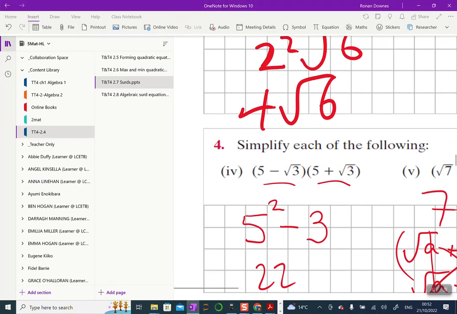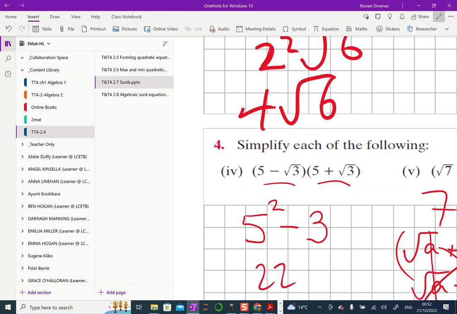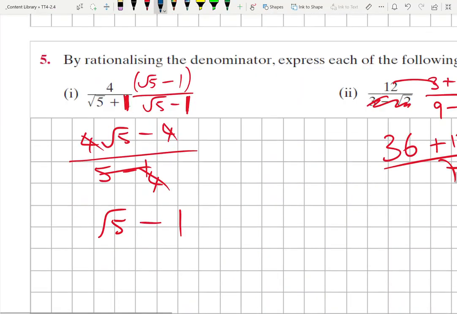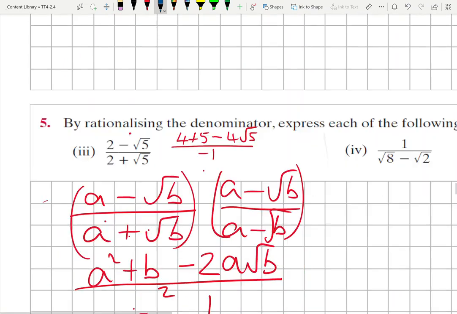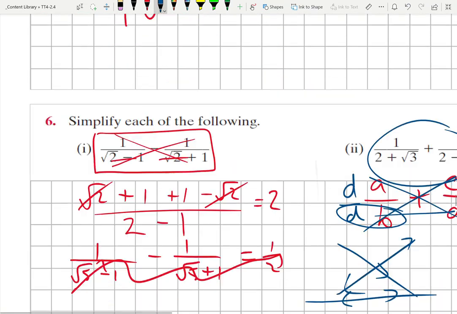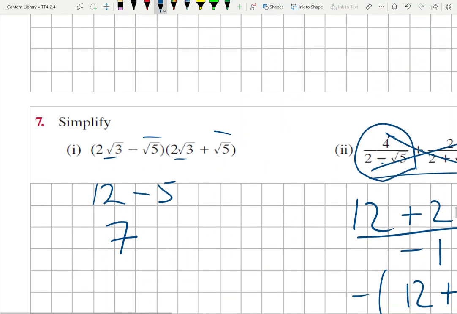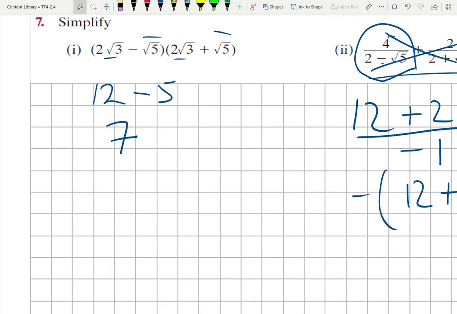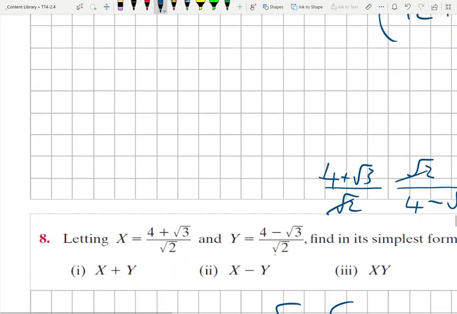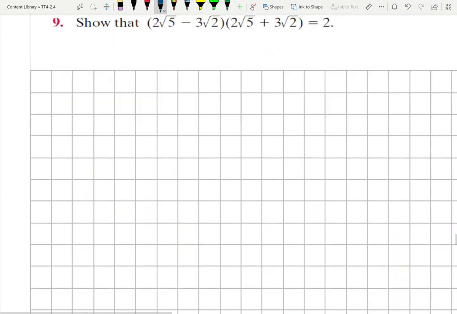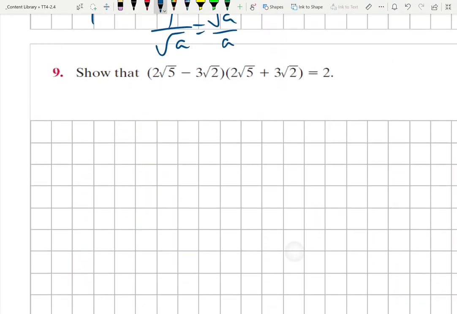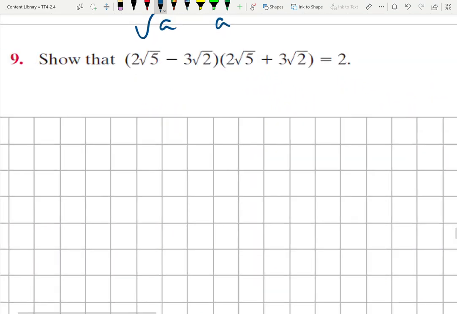You can do that yourself. Simplify. They might then take out the 5. But either of them, those answers are right. There's no difference.